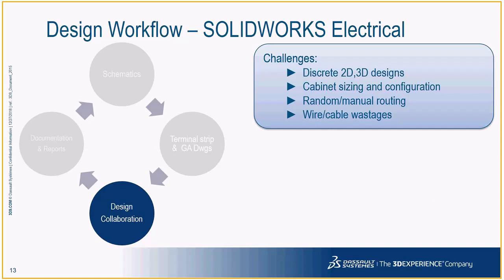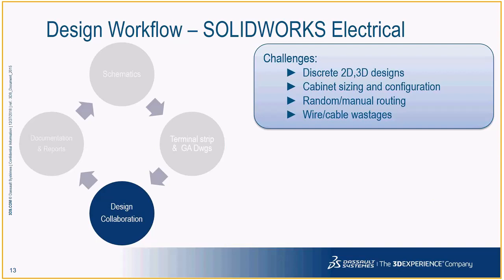Okay, so we will see now the collaboration part. So how the design collaboration using SOLIDWORKS Electrical and Electrical 3D can be done. It can be done using a discrete 2D 3D design. These are the challenges, and cabinet sizing and configurations. It is very difficult and error prone for the designers to decide on the cabinet sizing and the configuration.